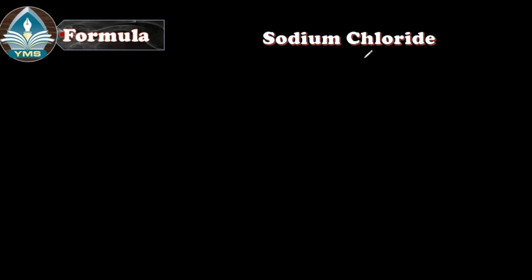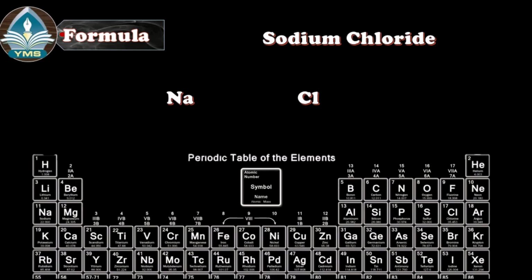Let's look at this compound, sodium chloride, and we want to write the chemical formula of sodium chloride. So we're going to use the symbols. The symbol of sodium is Na and chlorine is Cl. Now we're going to look at the periodic table to see the oxidation number of these elements. Sodium is here in group 1, so it's going to be 1 positive.